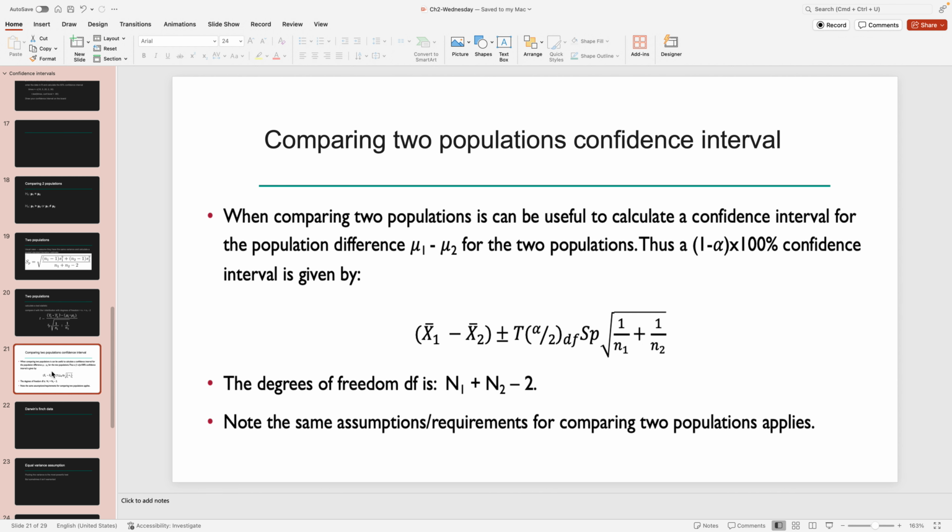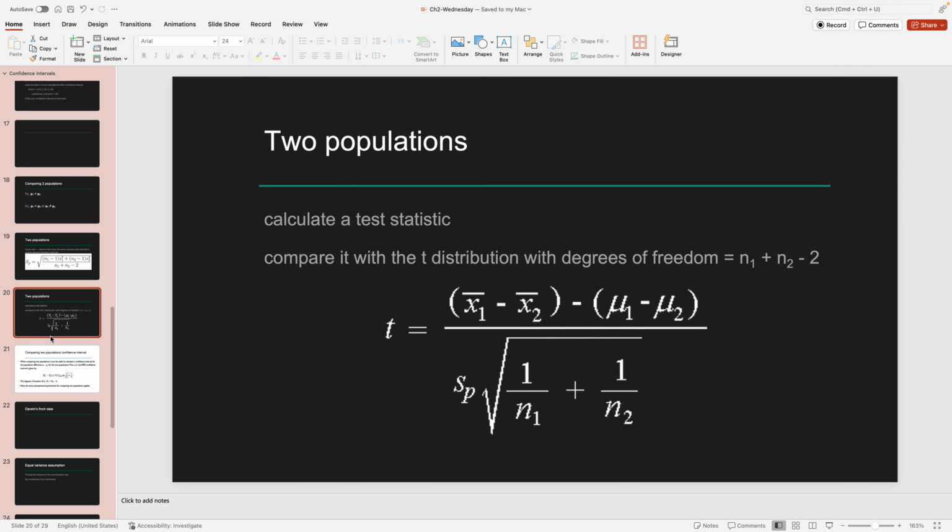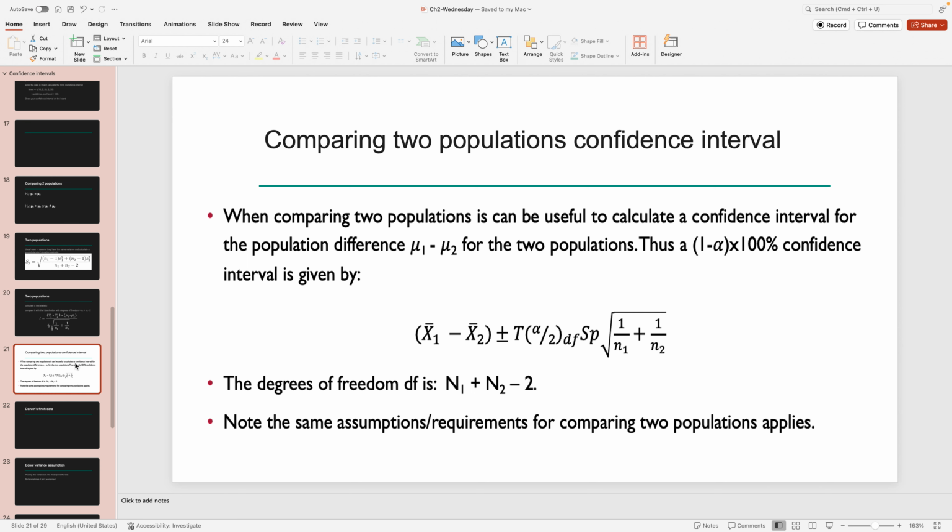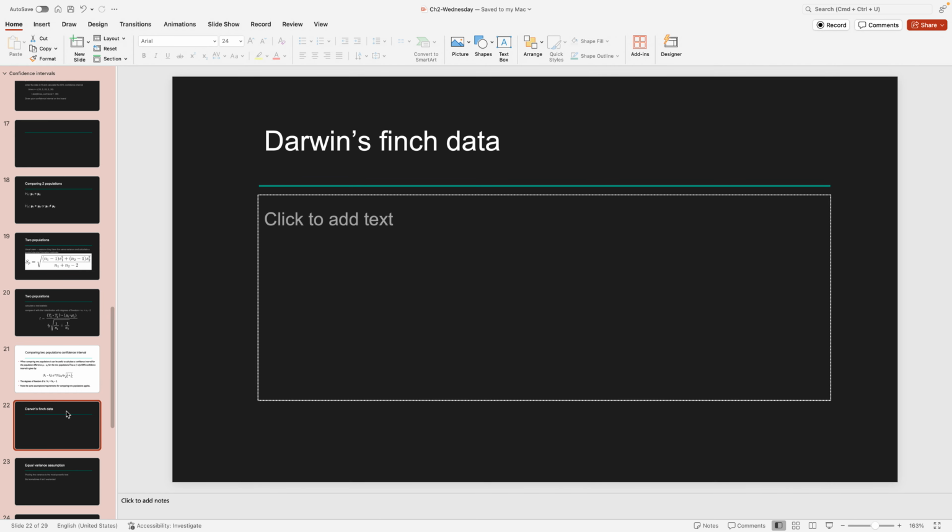With this test statistic, we can calculate the p-value using the t-distribution, just like we did with a single population mean. But we can also calculate the confidence interval using that distribution. And if we can pool the variance, the confidence interval is given by this formula, the estimated difference plus or minus some form of the standard error. Okay, and in this case, this is the form of the standard error. Okay, so now I want to talk about what's called Darwin's Finch data.